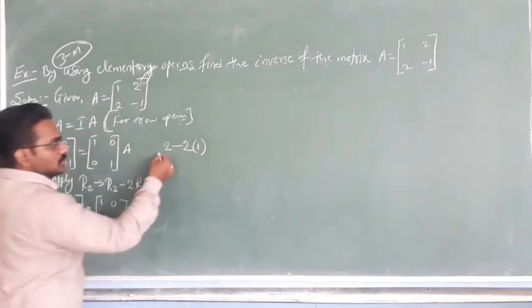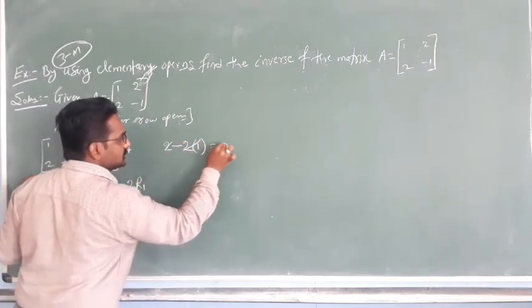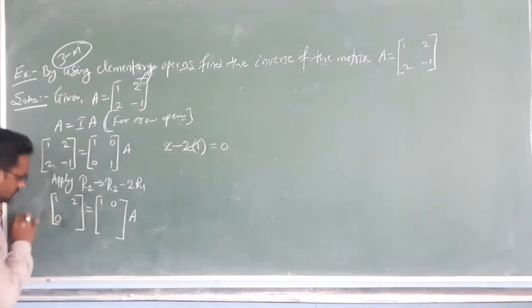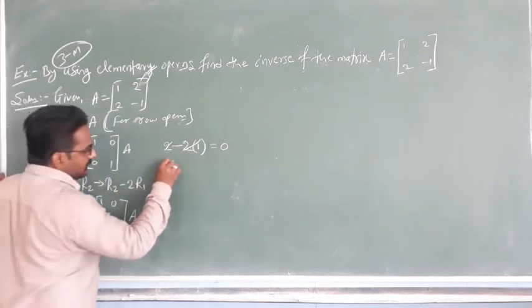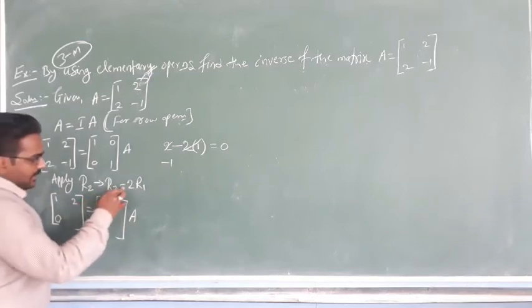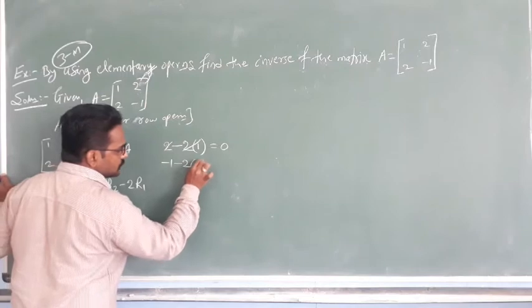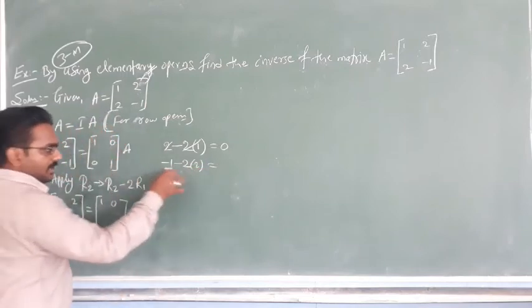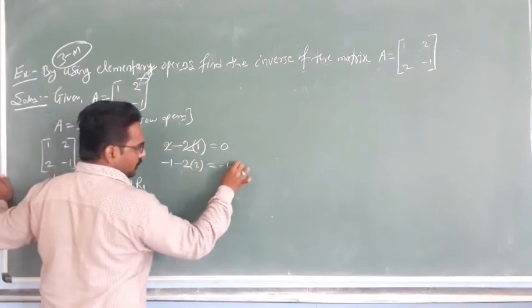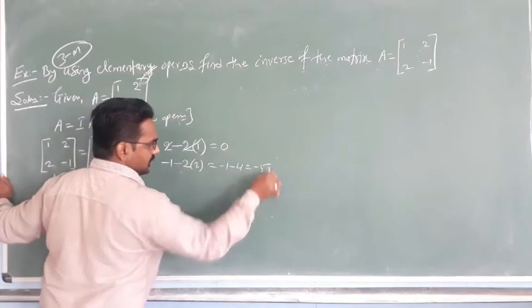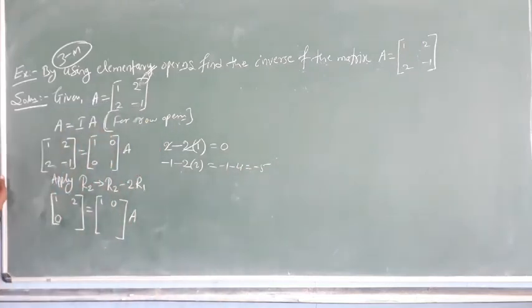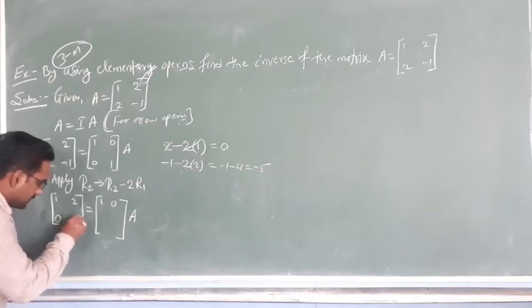So what does it become? 2 minus 2, that is 0. So this value becomes 0. Okay, next, the second element, that is minus 1 and minus 2 into the R1 element, that is 2 itself. So minus 1 minus 2 into 2, that is minus 4. So you get minus 5 here, students. Got the point? So it becomes minus 5.